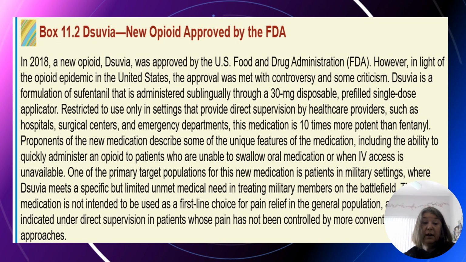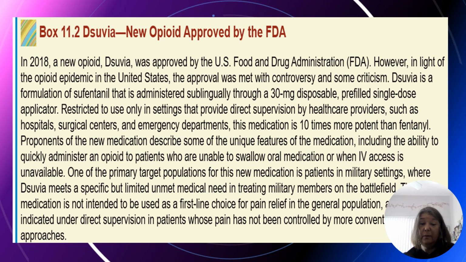All right, this is about a new opioid. This is straight out of your book. This is super interesting. There was a new opioid that they came out with in 2018. It's 10 times more potent than fentanyl. And keep in mind that fentanyl is 100 times more potent than morphine, and fentanyl is 50 times more potent than heroin. Okay, so this new opioid is 10 times more potent than fentanyl.